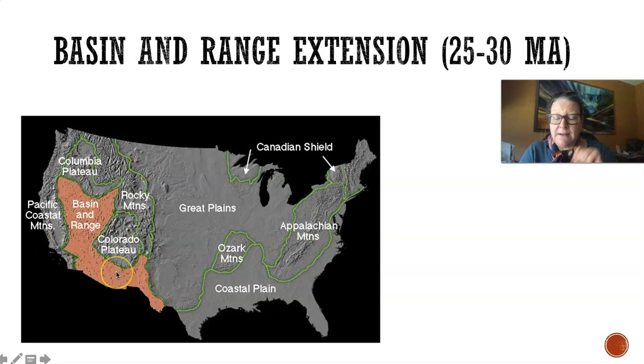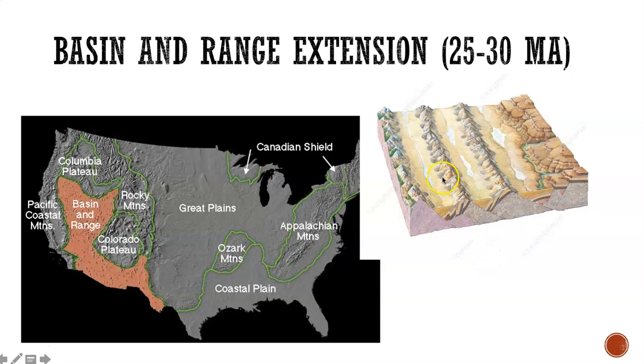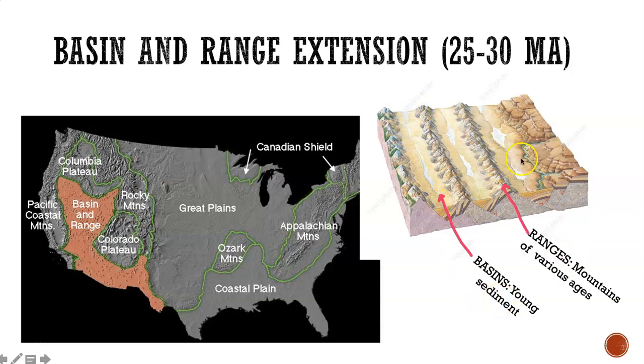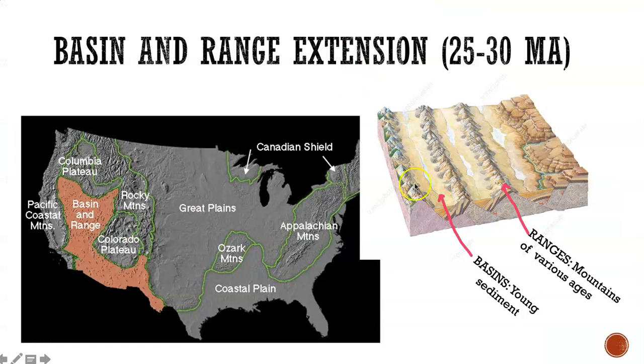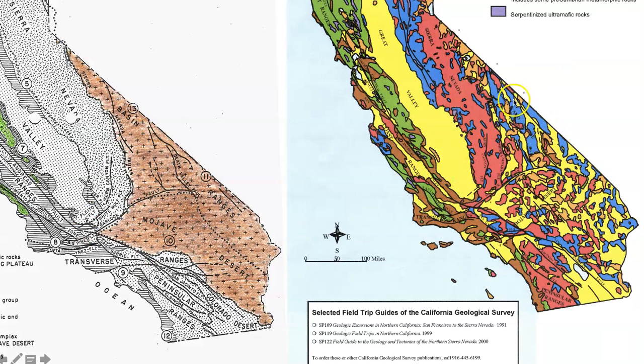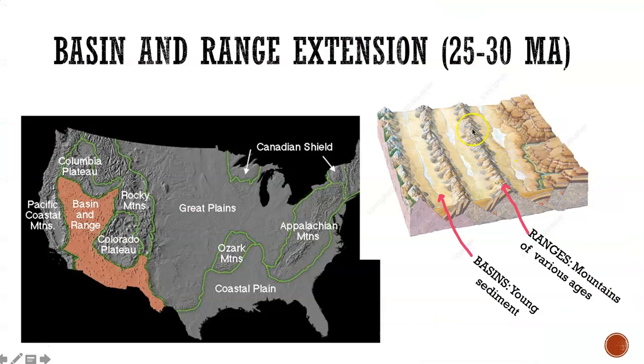And this is a region that began extending between 25 and 30 million years ago. We don't have time to talk about the entire nature of that extension. But what happened was this region extended in an east-west direction, and we wound up with long north-south trending basins with young sediment and long north-south trending ranges or mountains, and those mountains had rocks of various ages. What you're seeing over here, and it's a little bit more disorganized, it's not quite north-south in the Mojave Desert, but up here, the yellow represents these young sediments, and then the colors represent all different kinds of ages of mountain ranges.